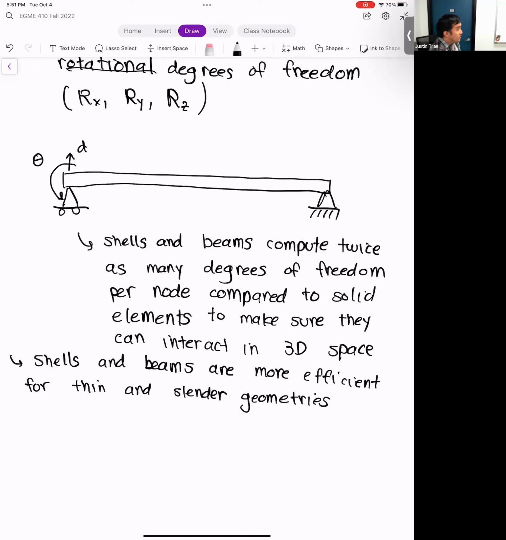Shells and beams are going to be a lot more efficient for thin and slender geometries. What I mean by more efficient is that you get convergence on the solution. In other words, you get a more accurate solution with a lot fewer elements.